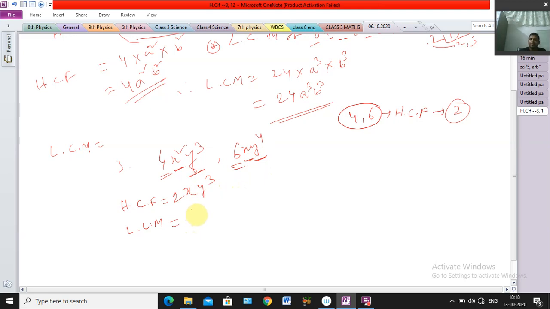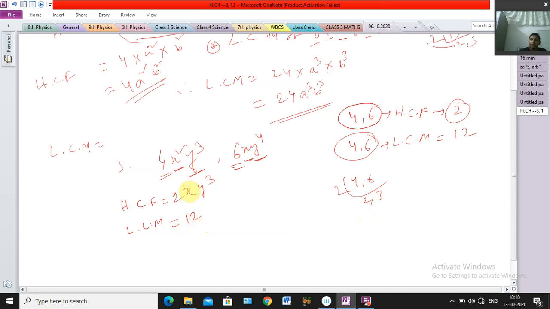Next, HCF is complete. So now LCM. See, LCM of 4 and 6. At first we have to find out the LCM. LCM of 4 and 6 will be 12. Clear or not? Otherwise you can find it also: 2 2s are 4 and 2 3s are 6. So ultimately 2 2s are 4 and 3 4s are 12. Clear? So here at first 12 will come.